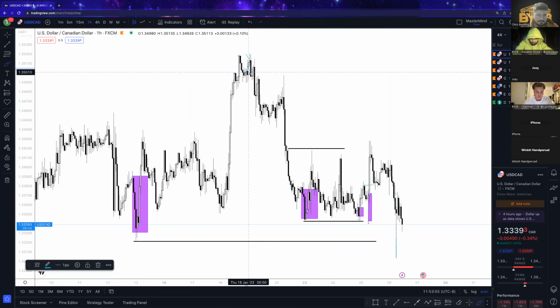High, high, high, low, high, high, break of structure. After sweeping liquidity, break of structure, there's imbalance right there. Price comes back, fills it, creates a new low, and right.